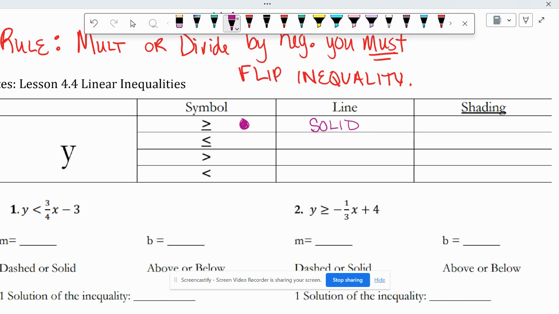If I had this symbol right here, this is the less than or equal to. If I were to graph that on a number line, that would also be a filled in circle, which means that my line is going to be solid.